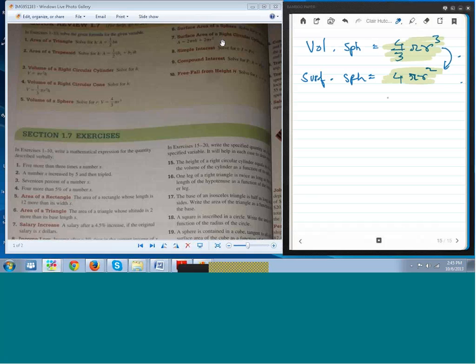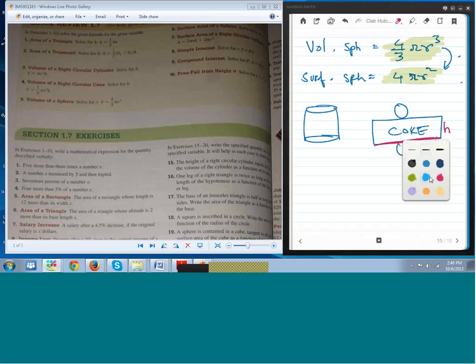Okay, surface area of a right circular cylinder. I don't want you to memorize this one either. What you can do is, let's say you have a Coke can. You cut it open and spread out the body. You get a rectangle, right? You want to know how much tin it has. That's the surface area. So this is the height, and this way is basically the circumference of the circle, so this is 2 pi r.